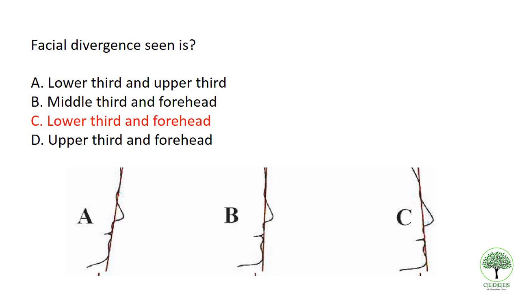Anterior divergent is when a line drawn between the forehead and the chin is inclined anteriorly towards the chin, or if it's posteriorly inclined, then it is a posterior divergence. If it falls in the same line or it's perpendicular to the floor, it's known as a straight or an orthognathic profile. So the facial divergence is observed between the lower third and the forehead.